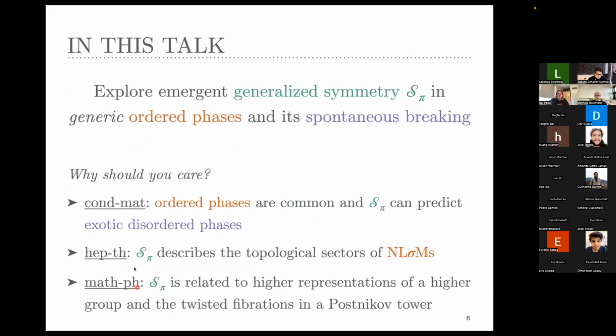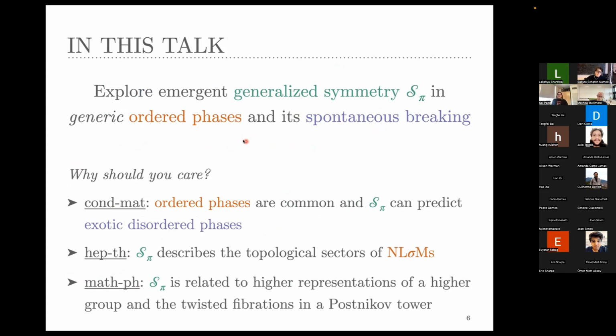So the point of this talk is to essentially generalize that example and talk about the emergent generalized symmetries in generic ordered phases. So any sort of symmetry breaking pattern. And as an application, talking about the spontaneous symmetry breaking patterns of these generalized symmetries.